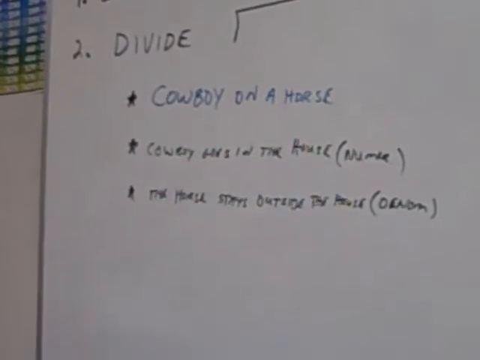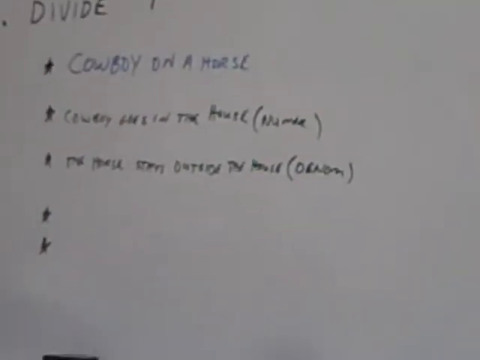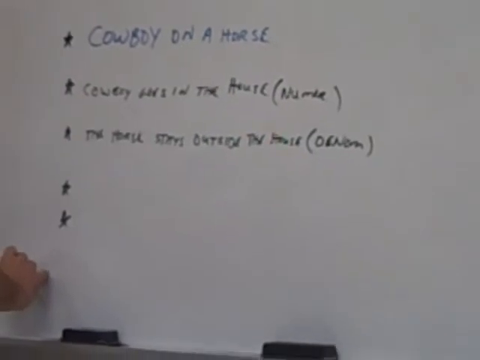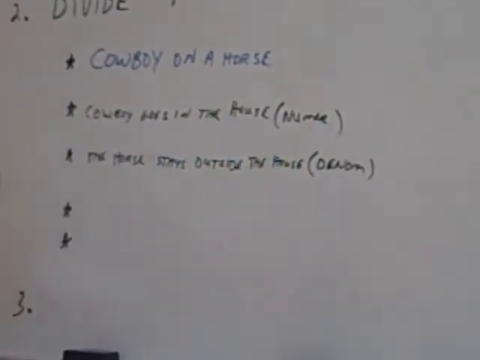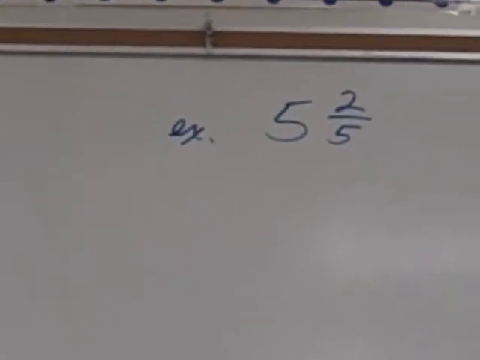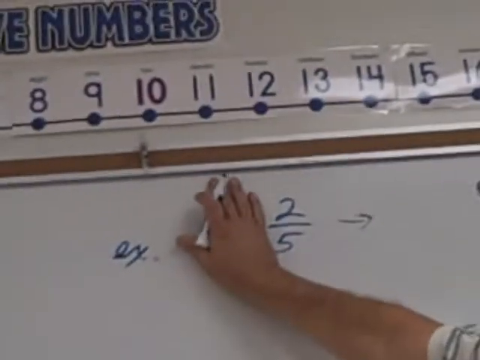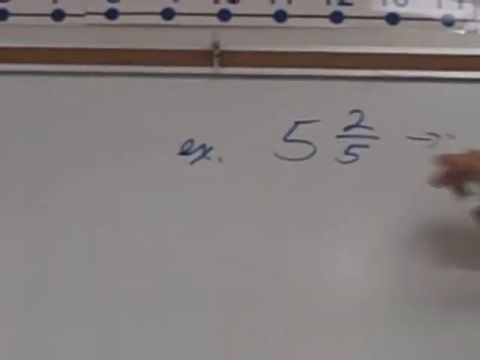Okay, so let's come over here. We're going to pause. I got some more steps here. As a matter of fact, if y'all want to know what we got left, we got a star, a star, and number 3. That's what we got left. But we're going to come over here and start this right here. We're ignoring the 5. We're going to play with the 2/5.